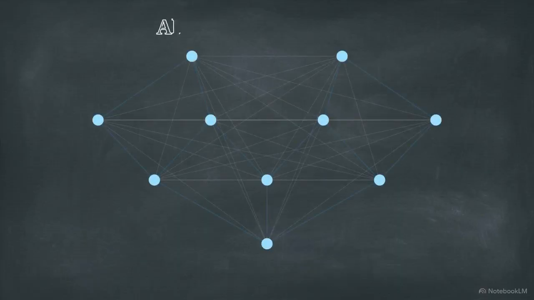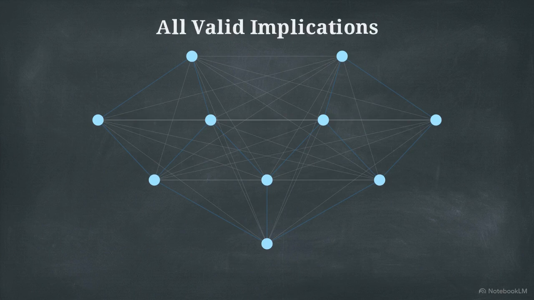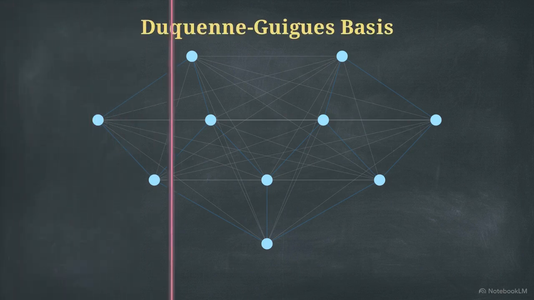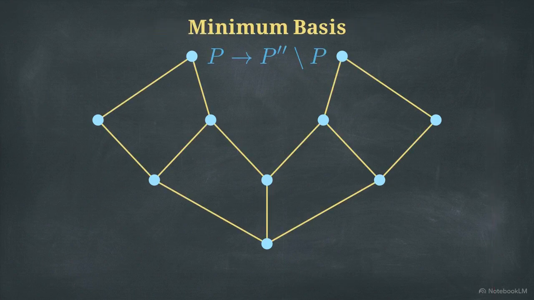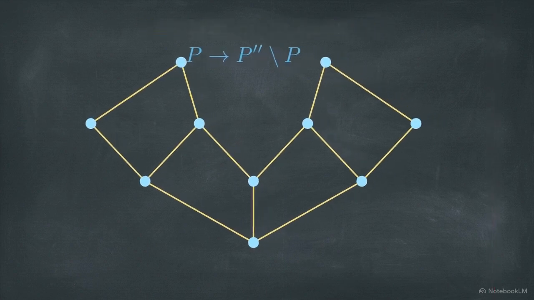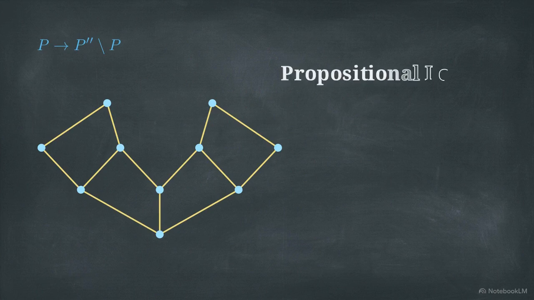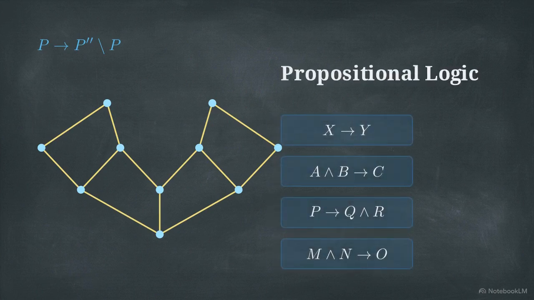Finding every possible rule becomes computationally impossible. We solve this using the Duquenne-Guigues basis. It identifies a minimum set of implications from which all other valid rules can be derived, providing a compressed axiomatization of the data. This maps order theory directly into propositional logic, extracting a minimal set of Horn-like rules from the initial matrix.